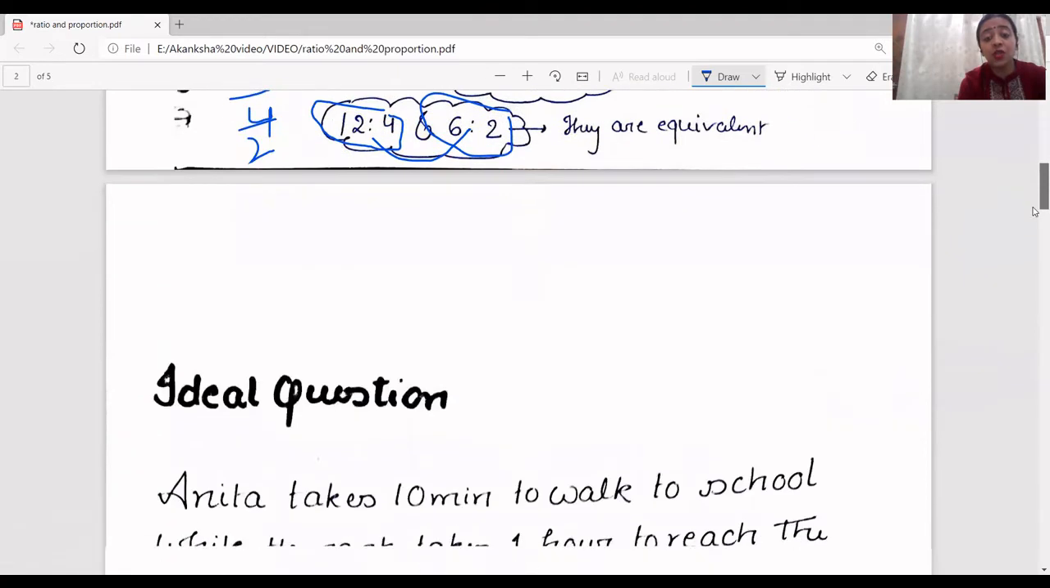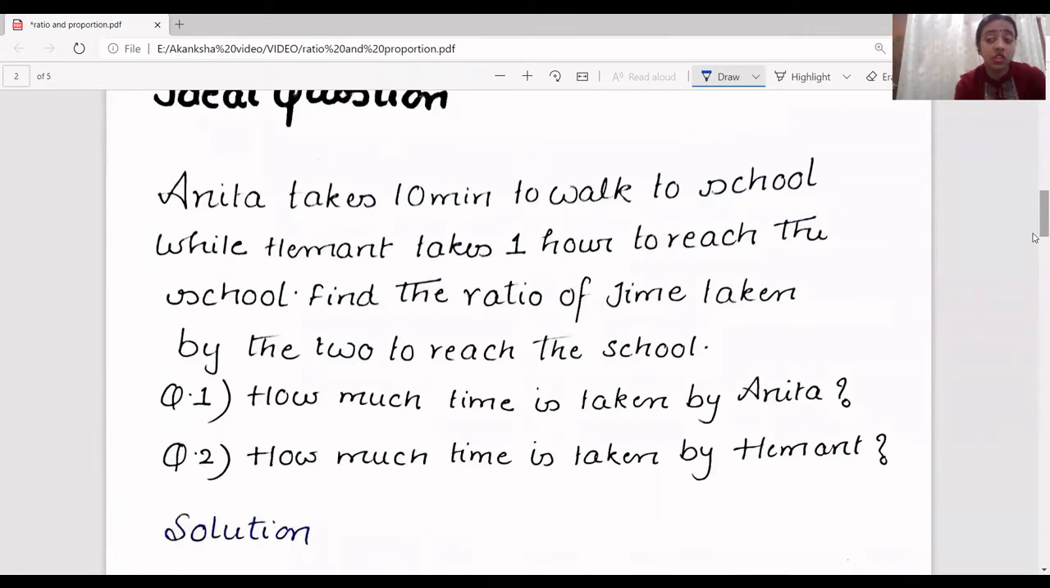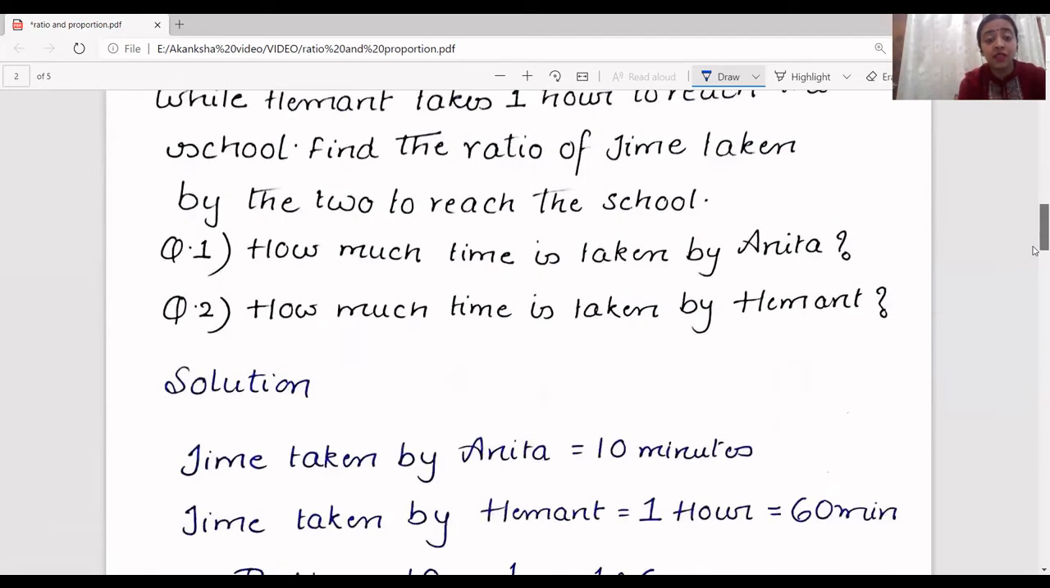Moving ahead to the common examples that ratio and proportion questions commonly have. The first question that we're going to take up is, there's a girl, Anita, who takes 10 minutes to walk to school. And there's another boy called Hemant who takes almost 1 hour to reach school. Now, a common question asked is, what is the ratio of time taken by Anita and Hemant to reach the school? So let's find out.